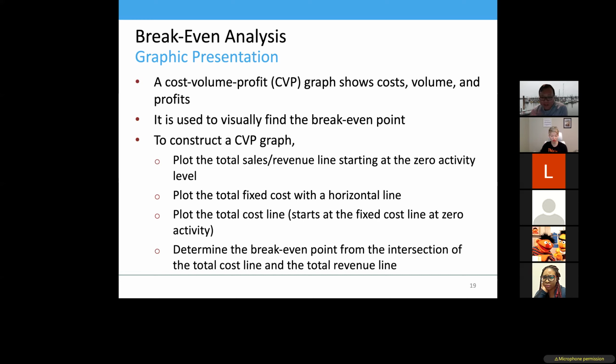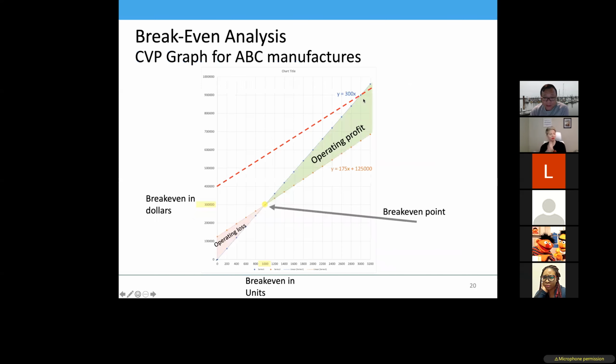In order to draw this graph, you need to remember the linear relationship. You need to draw a line for the revenue, and you need to draw a line for the total cost. And what is the break-even point? I'm going to show you very quickly. So here is one example. Are you able to see the graph?